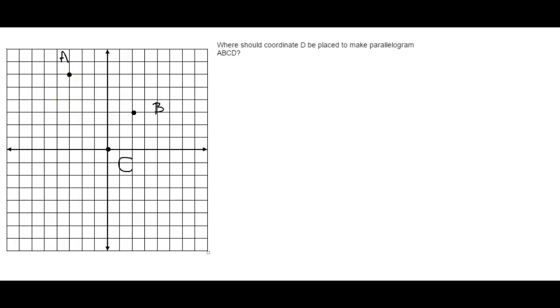So let's look at this next problem. We have an A and a B and a C on the coordinate plane. Where should coordinate D be placed to make parallelogram ABCD? So we've talked about parallelograms and how a parallelogram has two sides that are parallel and congruent.